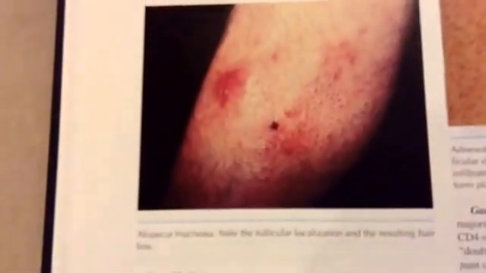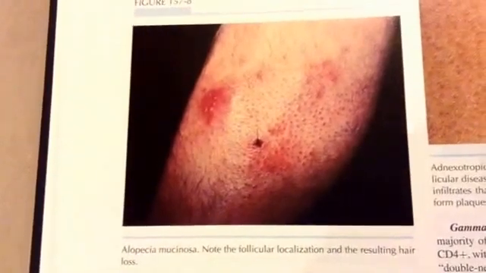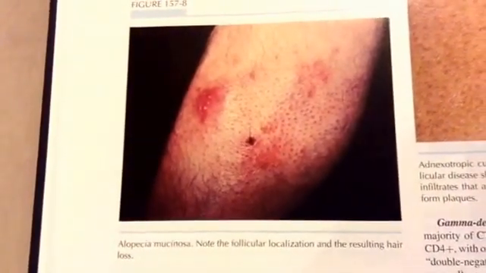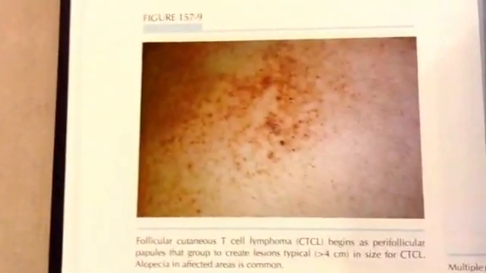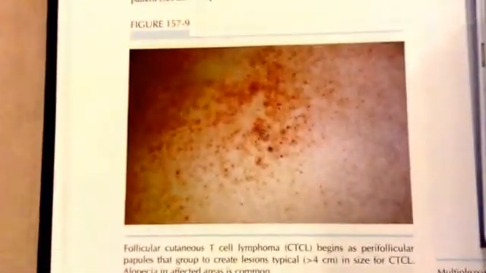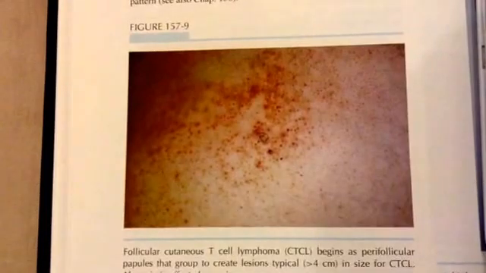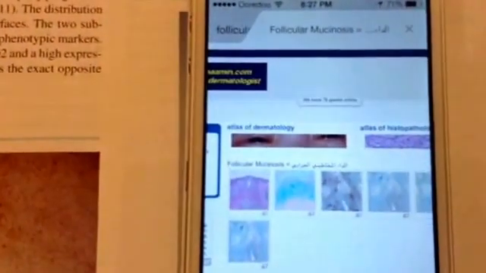Here we see the alopecia mucinosa clinical picture, leading to hair loss. And here we can see the follicular mucinosis in cutaneous T-cell lymphoma. There are interesting pictures here from Google. We'll find here the histopathology.